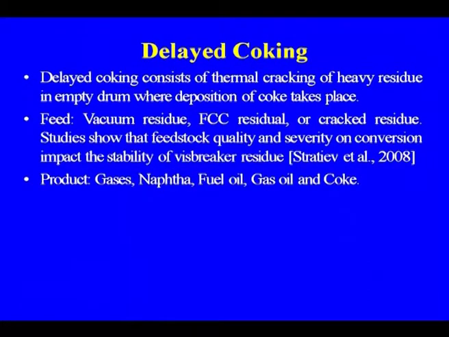Delayed coking consists of the thermal cracking of the heavy residue in an empty drum where deposition of the coke takes place. Feed to the delayed coking, which normally we are using, is vacuum residue, which we are getting from the vacuum distillation column, FCC fluid catalytic cracking residue or the cracked residue. Studies show that the feedstock quality and severity of the conversion impact the stability of the visbreaker residue. Products we are getting in case of the delayed coking are the gases, naphtha, fuel oil, gas oil and the coke.